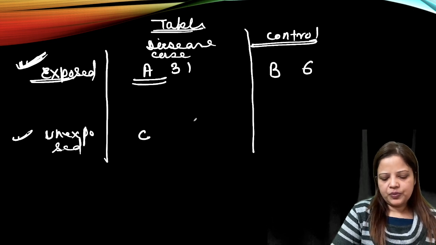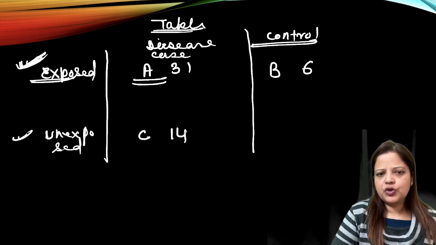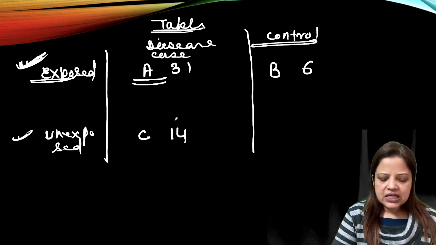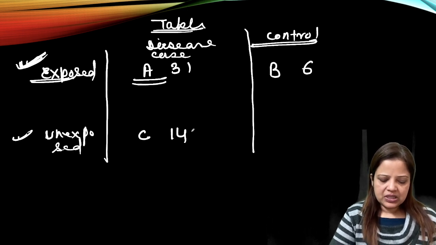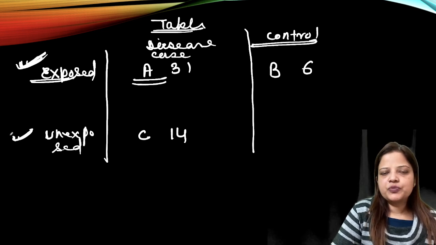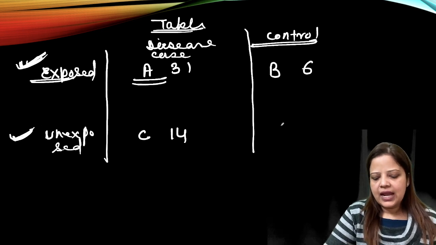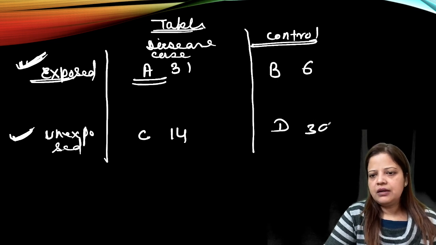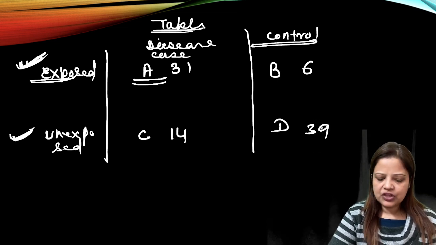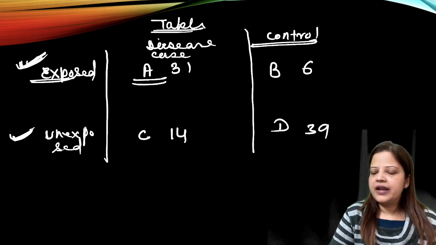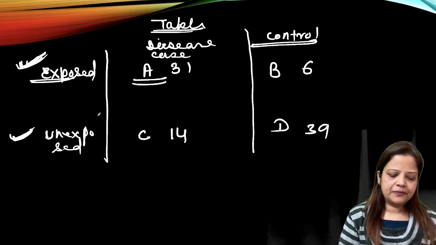The third group, we take 14 because this is 31 and 14, total 45. These are the people in the C group. They are the people who had disease and were not exposed to cigarette smoking. And now in group D, they are 39 because 39 and 6, 45, 39 people who did not have disease and were unexposed to cigarette smoking.